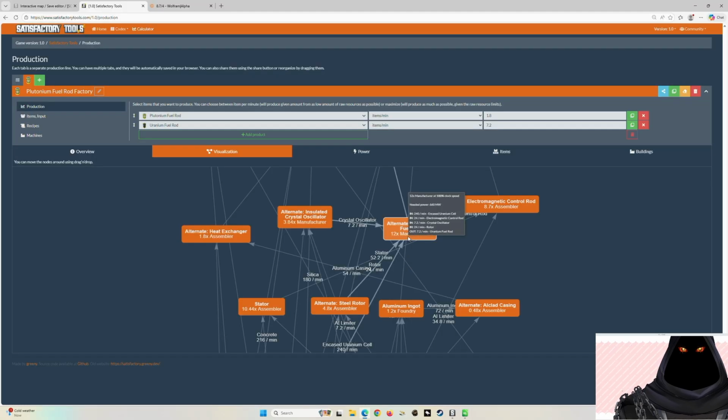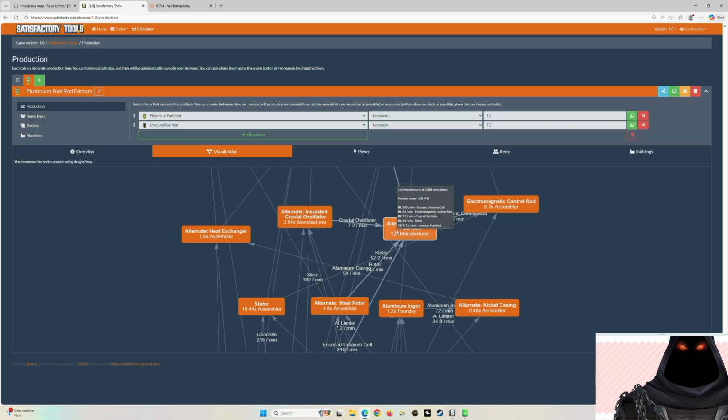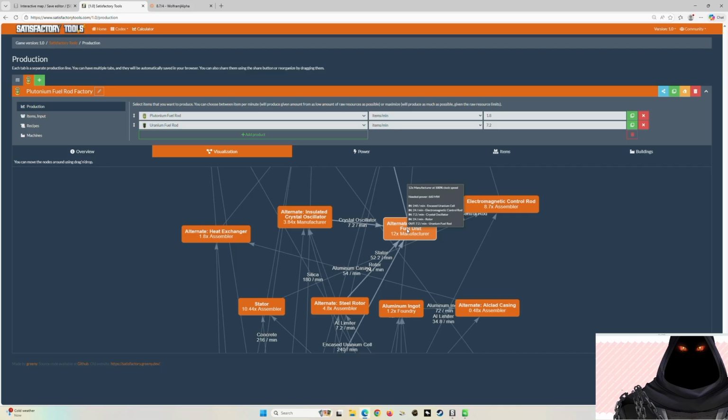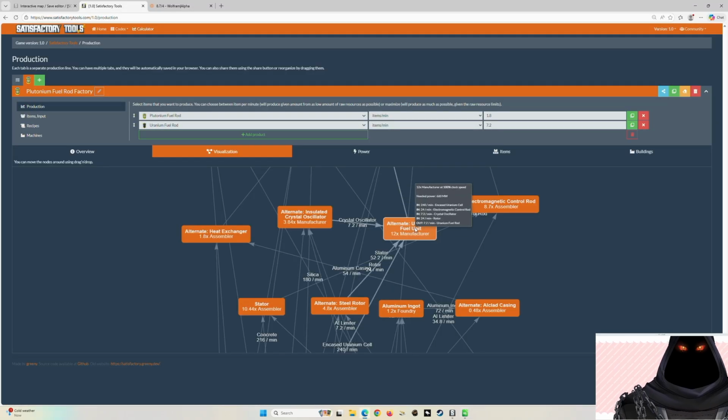uranium fuel rod. Okay. So that should be the magic number of 7.2. Minus 24 rotor. Negative 7.2 crystal oscillator.